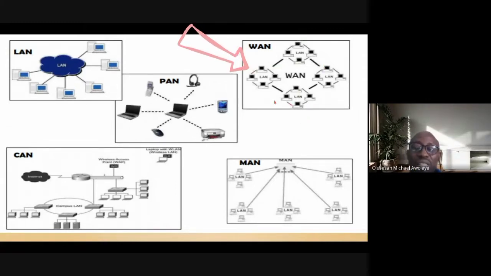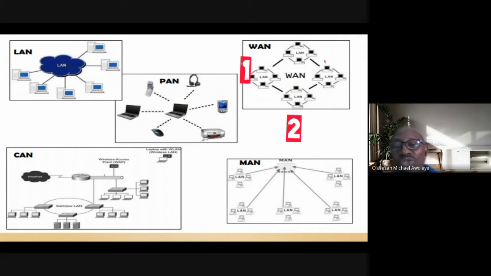If you look at this very closely now, these are about 4 local area networks coming from different organizations. This one, organization 1, this one, organization 2, organization 3, organization 4, all departments. So the wide area network now connected those departments or those organizations together in a wider network other than the local. So that's what that means.